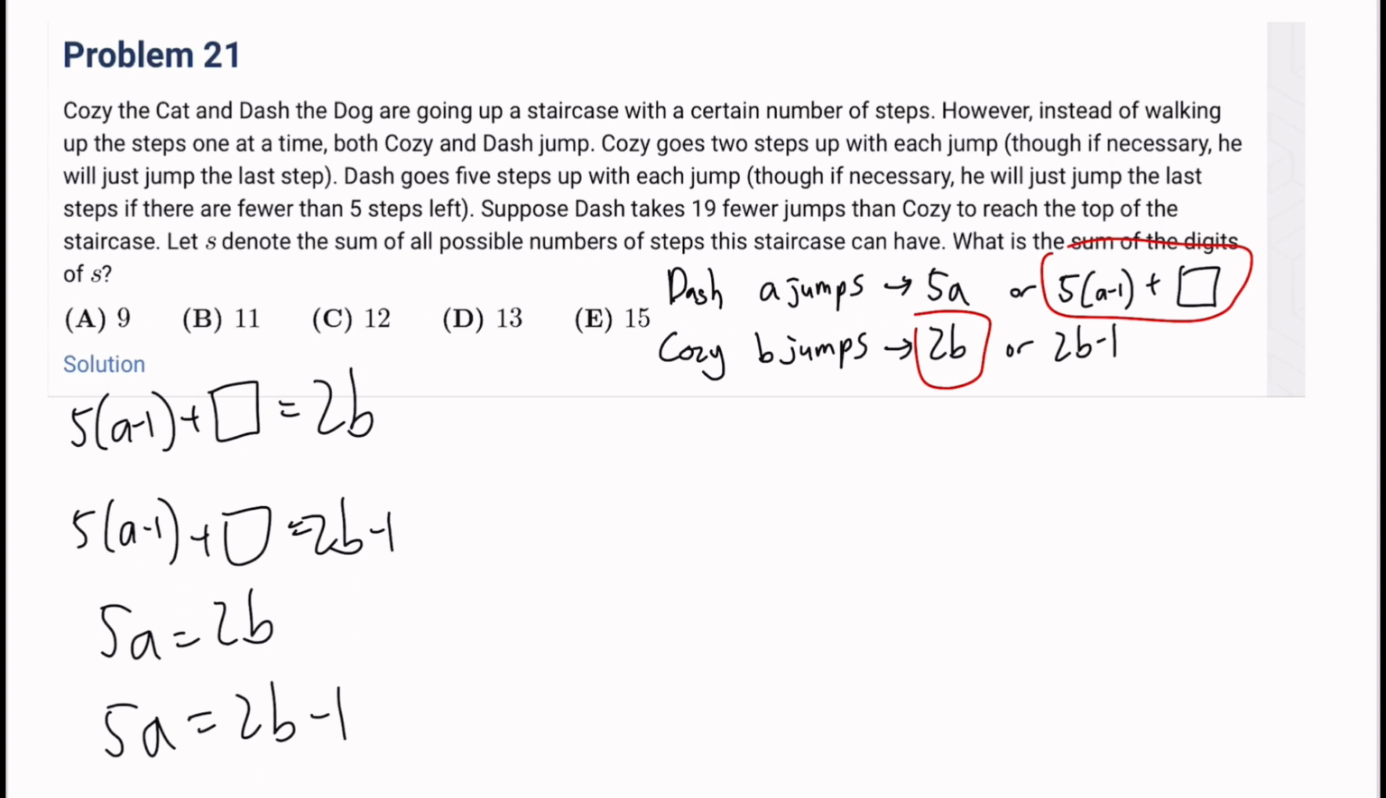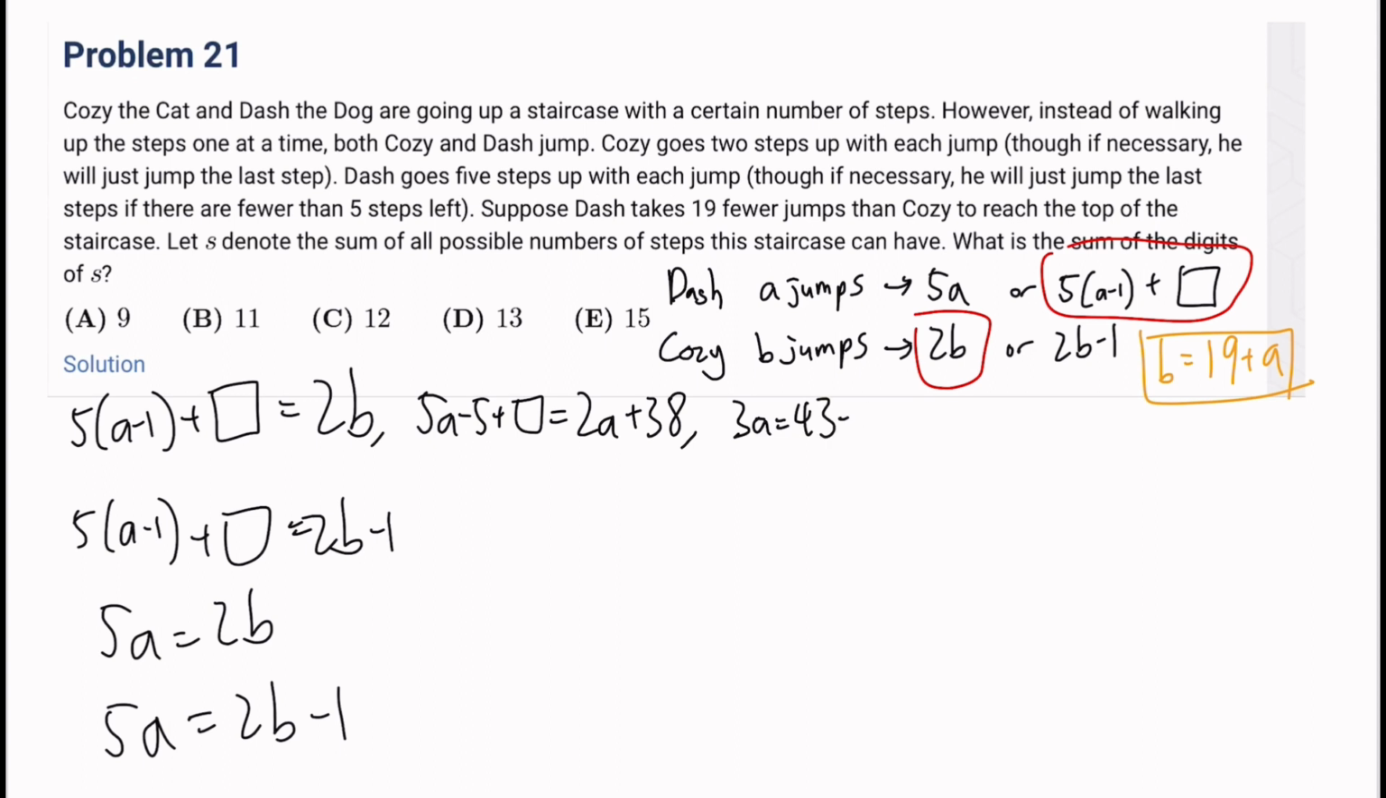But we know that Dash takes 19 fewer jumps than Cozy, right? So A is 19 less than B, so B equals 19 plus A. That's also what we have to keep in mind. And so if we do this, then since B is 19 plus A, 5A minus 5 plus something equals 2 times (19 plus A), which is 2A plus 38, right? And so 3A equals 43 minus something.